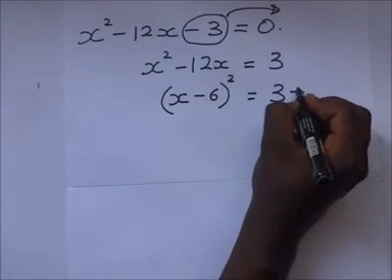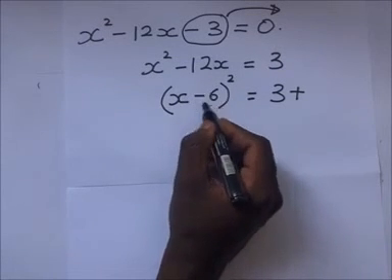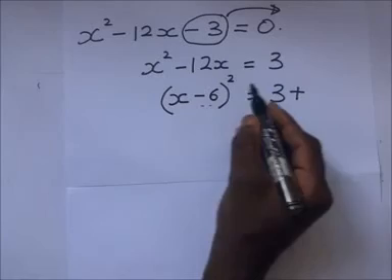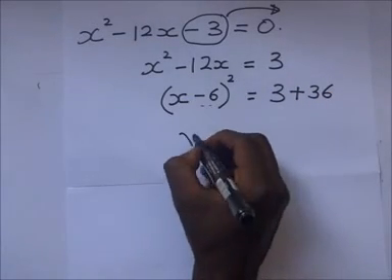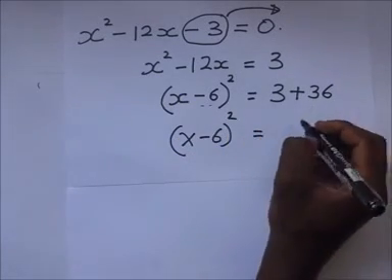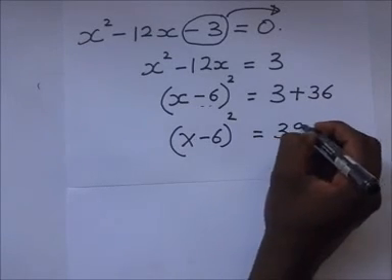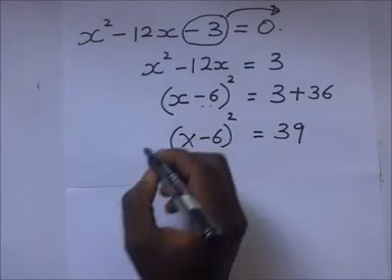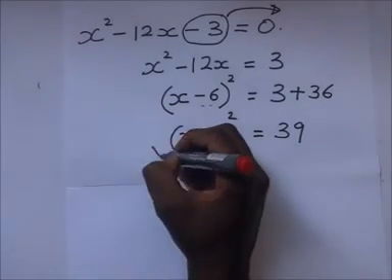Now, we are supposed to add this number squared. So negative 6 squared is positive 36. So it's plus 36. So of course the answer we have here is x minus 6 squared is going to give us 39. We find the square root of the number on both sides and get our values of x.